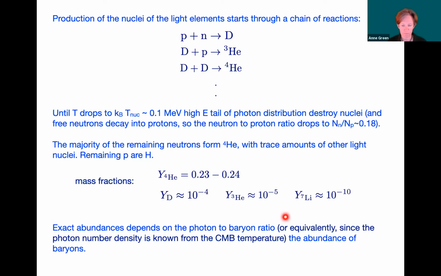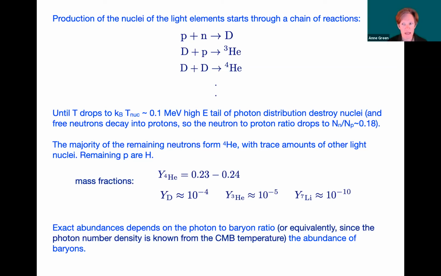So we've got most of it being hydrogen, a large amount of helium-4, and then trace amounts of deuterium, helium-3, and lithium. The expansion rate of the universe plays a key role in how these numbers work out, and the exact abundances depend on the photon to baryon ratio. We know the photon number density because we can measure the temperature of the cosmic microwave background radiation, and I'll say more about that later on. And so hence, by measuring these abundances, you can measure the total amount of baryons in the universe.